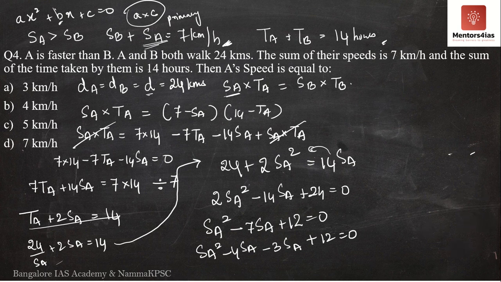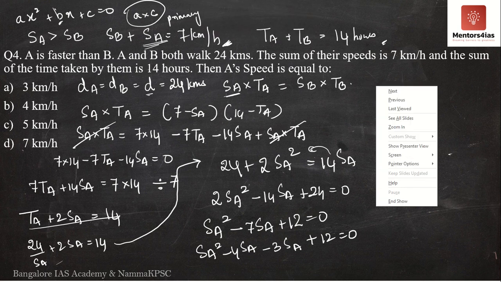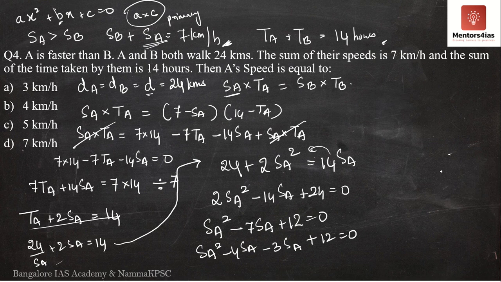Let me just remove everything, because or else the dash might confuse me for a minus sign. Okay, so now what do we have here? We have SA square minus SA minus 3SA plus 12. I'll take SA common out. I can write it as SA into (SA minus 4) and minus 3 into (SA minus 4) is equal to 0.